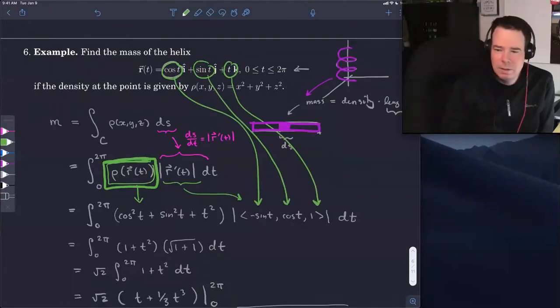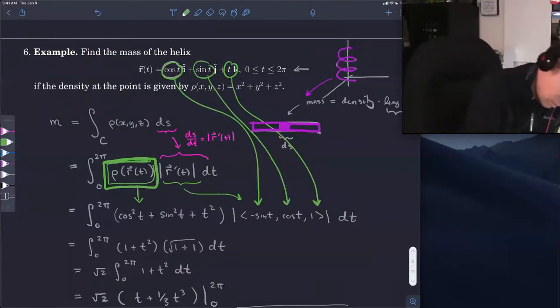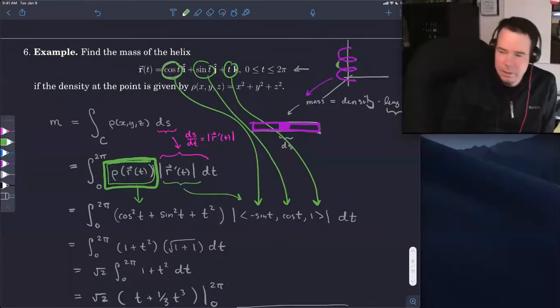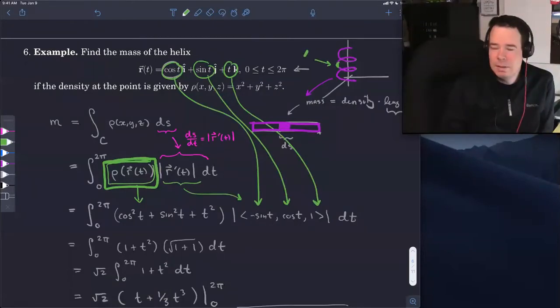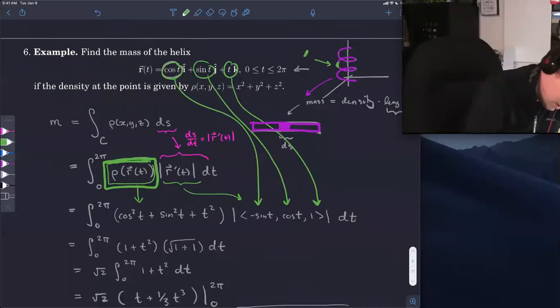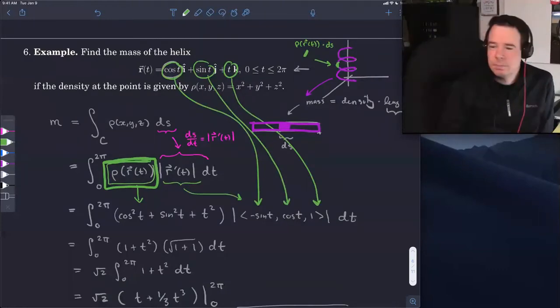So what is the density of a point on the curve? If I imagine a little point here, I need to find the density of that little line segment. So I'm imagining it to be like a little straight line segment here. What is the density? The density is given by rho of r of t. And then I need to multiply by the length of it, which is the ds. And then that length we can unpack to be just the magnitude of r prime of t times dt. Does that make sense?